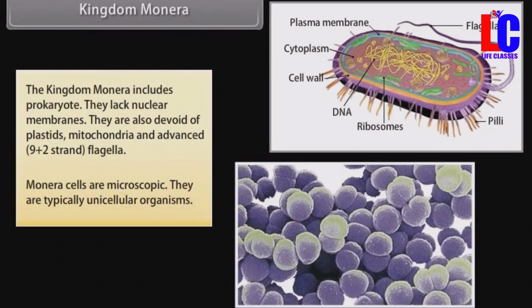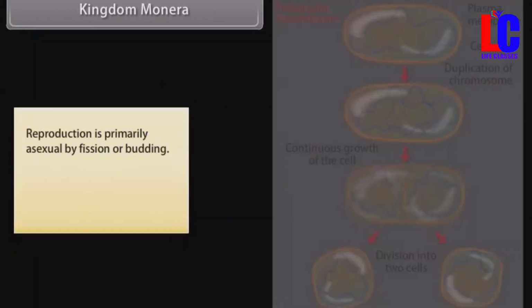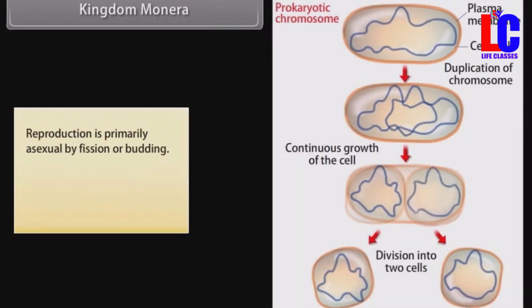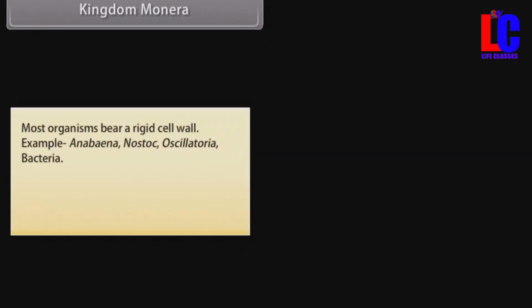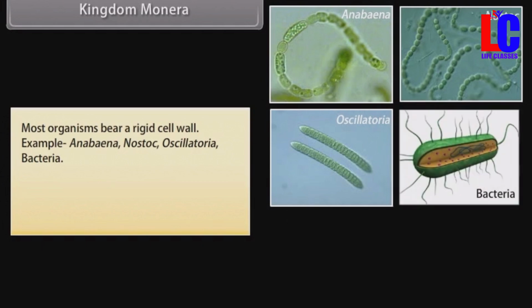Monera cells are microscopic. They are typically unicellular organisms. The predominant mode of nutrition is absorptive, but some groups are photosynthetic or chemosynthetic. Reproduction is primarily asexual by fission or budding. Protosexual phenomenon also occurs. Most organisms bear a rigid cell wall. Examples: Anabaena, Nostoc, Oscillatoria, bacteria.